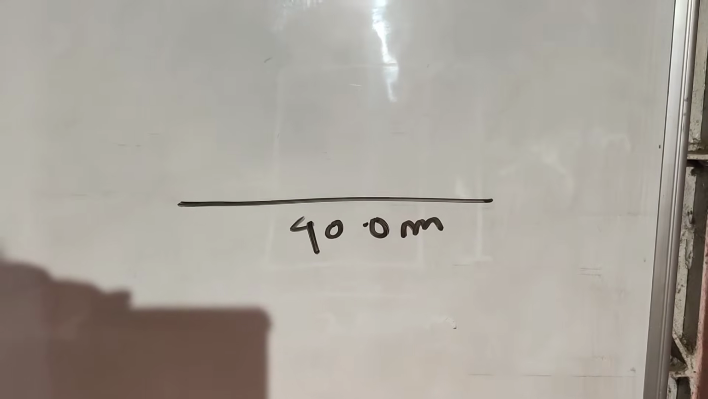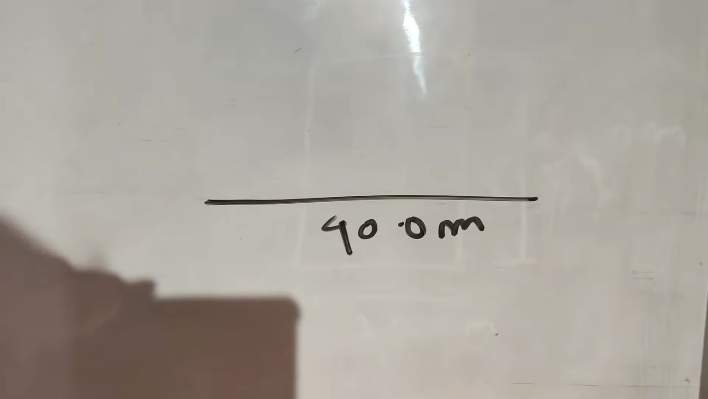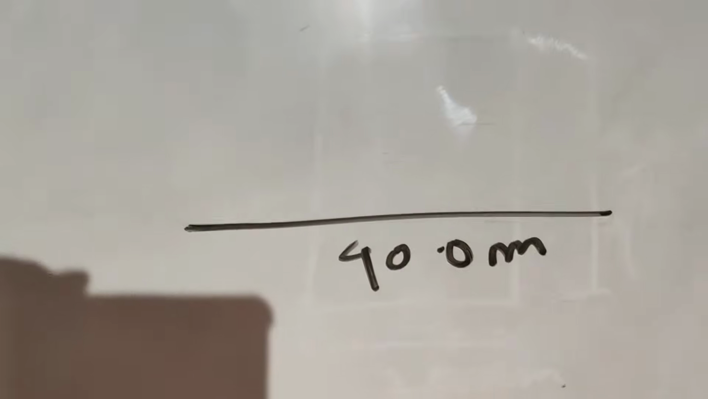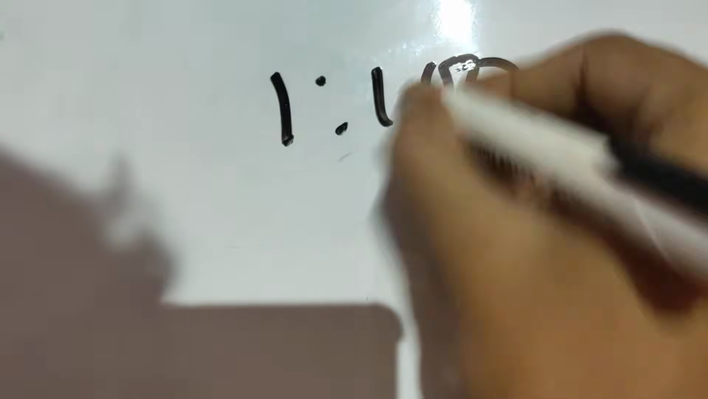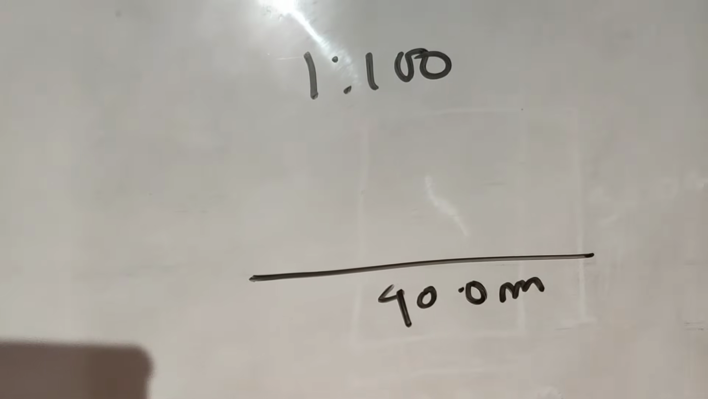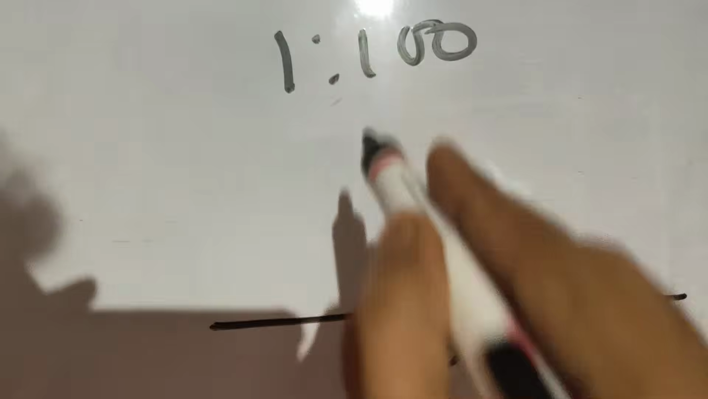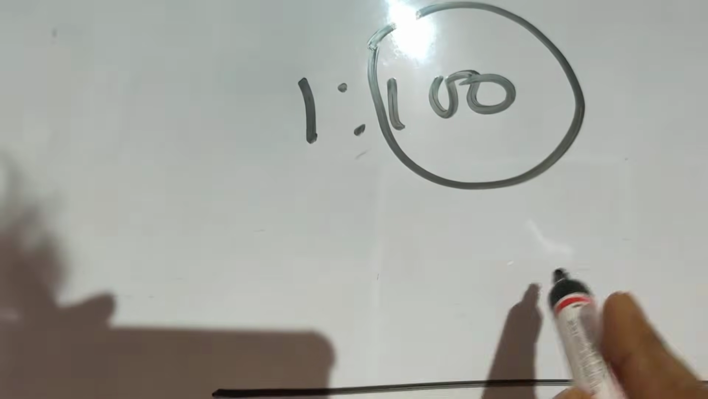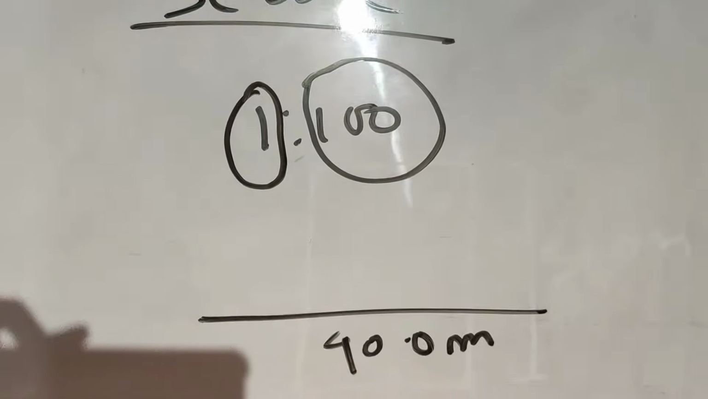this line on a drawing paper. Suppose we have adopted a scale of 1:100. So what does it mean? It means that 100 units on the ground, whatever it may be, meter, centimeter, millimeter, whatever it may be, 100 units on the ground will be represented by 1 unit on the drawing paper.